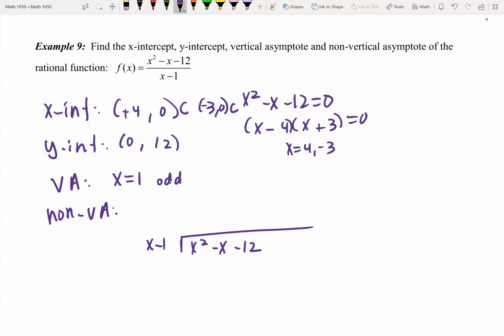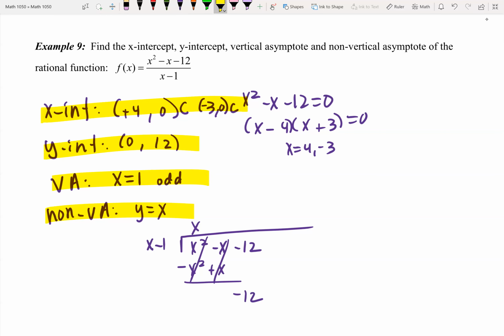What do I multiply by x to get x squared? That's an x. Distribute x squared minus x. Change your signs. They both cancel. Bring down the negative 12. I'm dividing by two things, and I only have one thing, and there's nothing more to bring down. So the negative 12 is my remainder, and I'm done. y equals x.